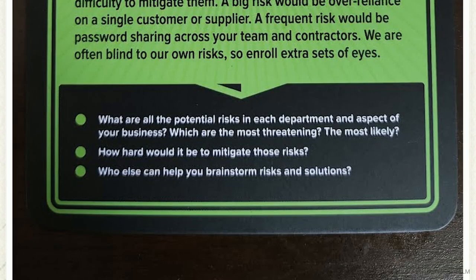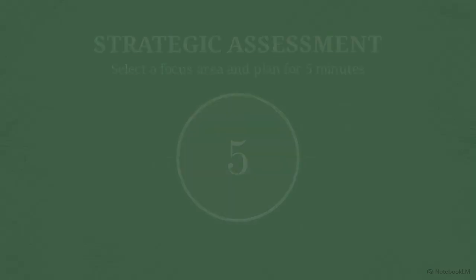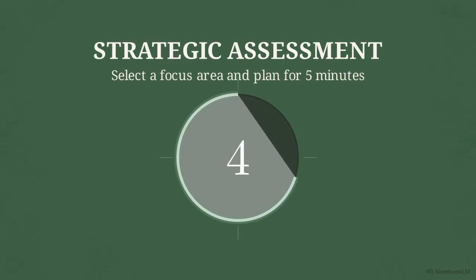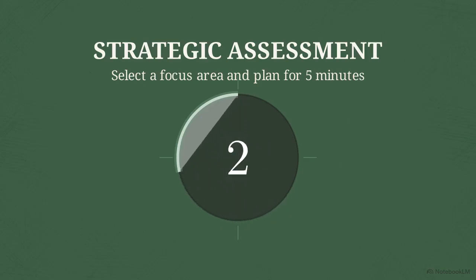This lower section of the card provides the audit questions needed to assess every department. You must identify all potential risks, evaluate how hard they are to mitigate, and find partners to help you brainstorm solutions. Choose one of these bullet points, pause the video, and spend 5 minutes writing down strategic decisions for your current project.